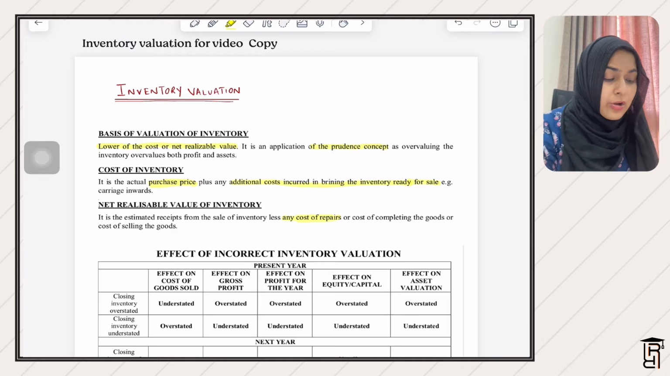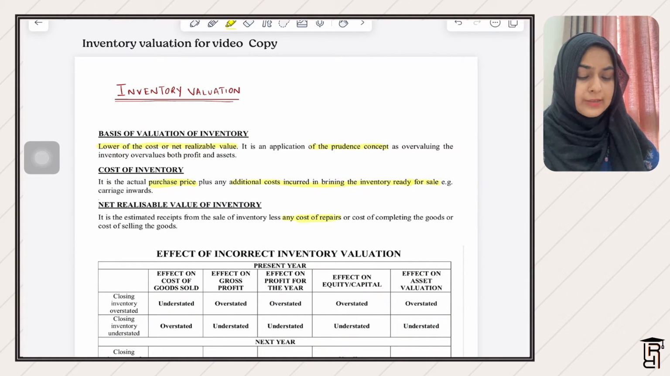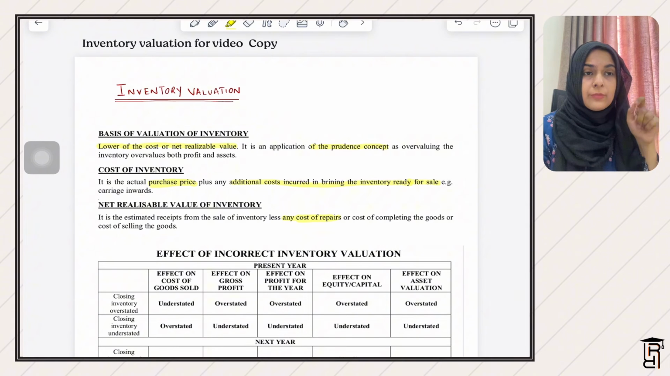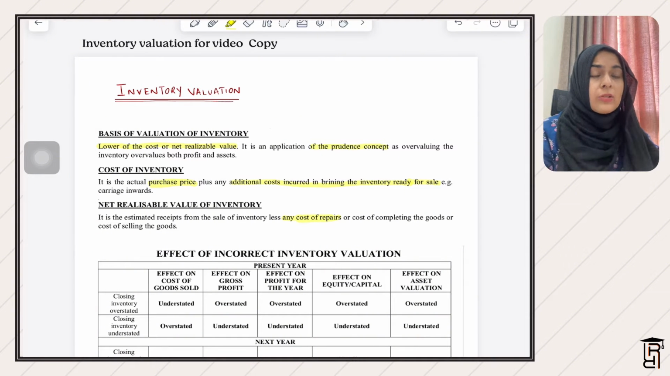And they're also saying, or cost of completing the goods or cost of selling the goods. So when you have to incur some selling expenses to sell a particular inventory, that is also subtracted from your selling price. So selling price minus any selling costs is also the formula for NRV, or in some cases it can be repair costs, that you need to subtract from the selling price of the inventory.